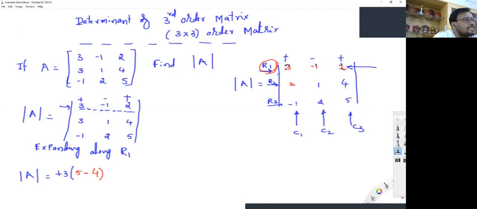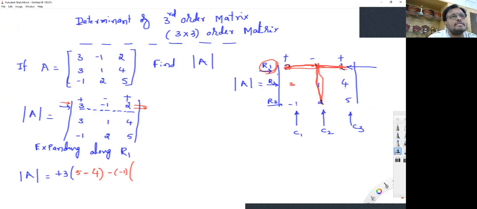So first row, plus 3. We have taken 3, which means the horizontal and vertical of 3 get cancelled. And next, we have to go along with the first row only. Next the top symbol is minus, and I have taken minus 1 now. At minus 1, the complete horizontal line gets cancelled, and at minus 1, the complete vertical line gets cancelled.